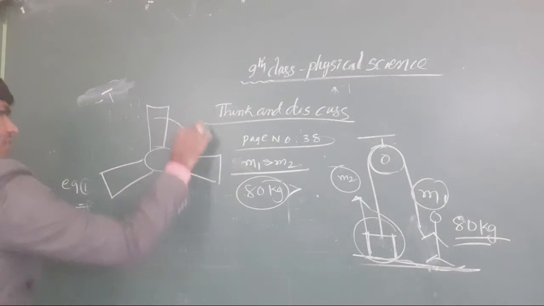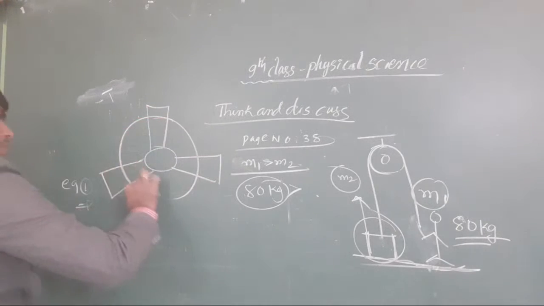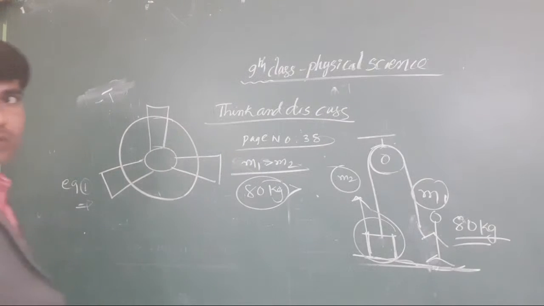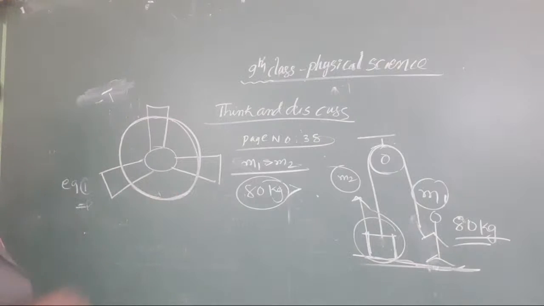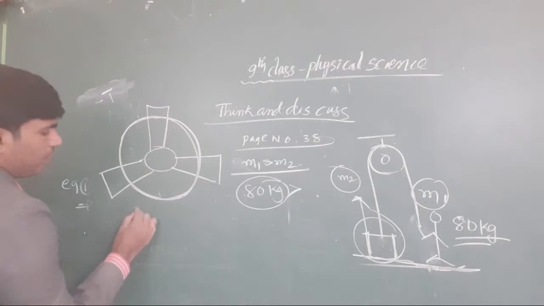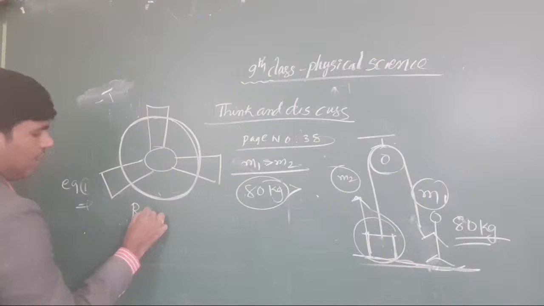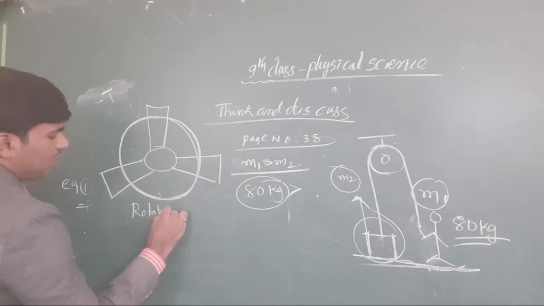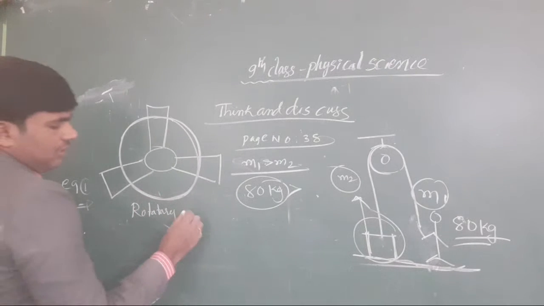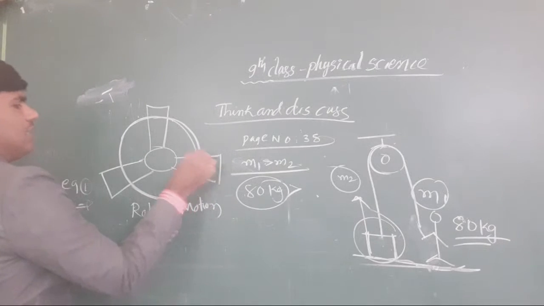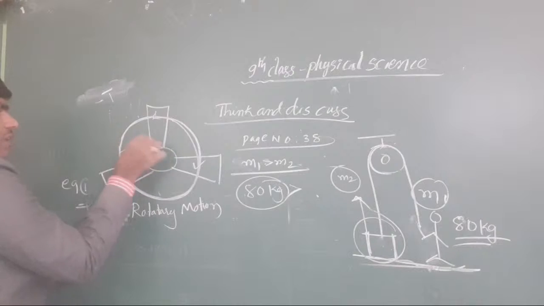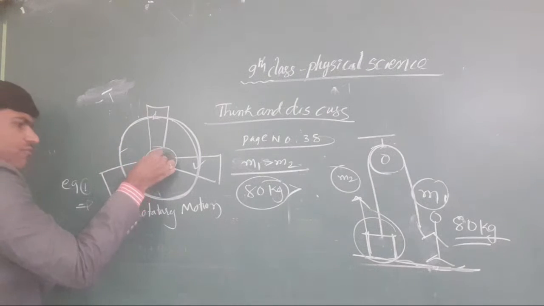Why? Because it is moving in which path? Circular path. It is moving in a circular motion. Which type of motion? Circular motion. And it also contains which nature? Rotatory nature, rotatory motion. At that time the motion is circular, based on a fixed axis.